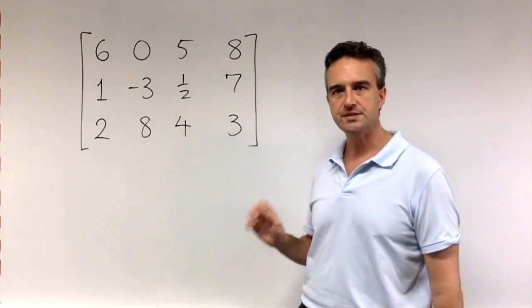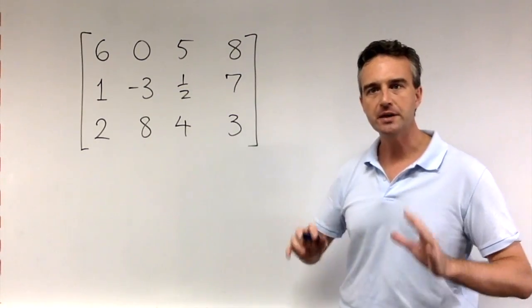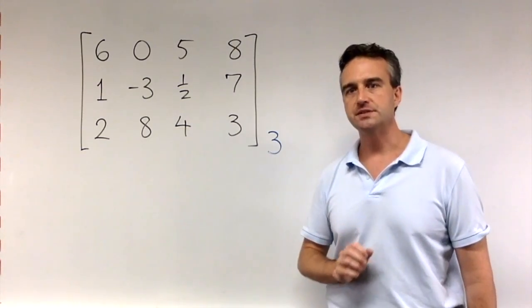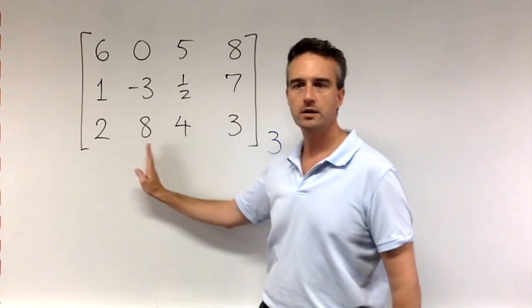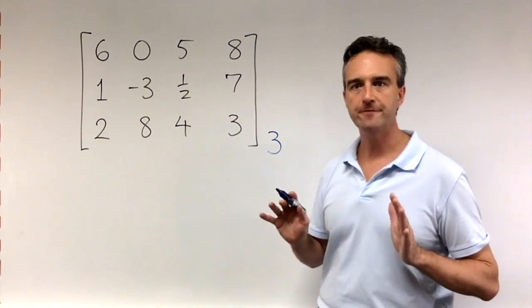How many rows does this matrix have? 1, 2, 3. 3 rows, I'm going to write 3 here. How many columns does this matrix have? 1, 2, 3, 4 columns. So I'm going to write a 4 here.